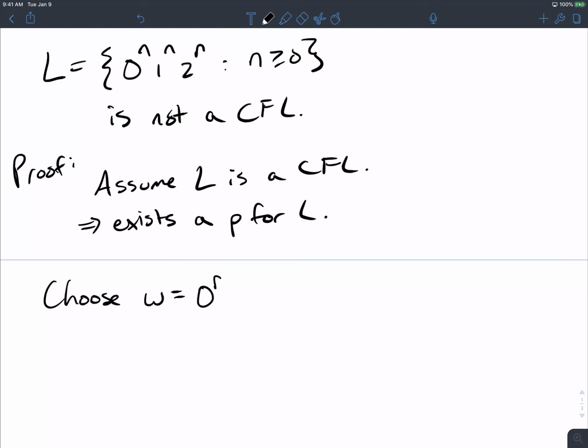So 0 to the P, 1 to the P, 2 to the P. It's in the language because it has the right structure. And it's very easily shown to be long enough. It has 3P characters. Cool.